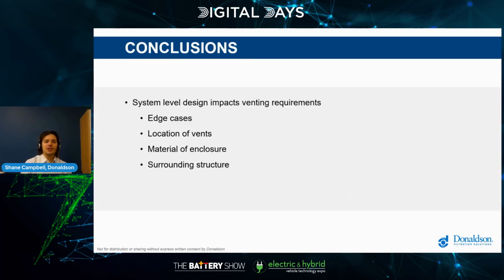So in conclusion, really the system level design impacts what the venting requirements are. What edge cases do you experience in your application? Where can we locate our vents on the pack? What's the material you're using for your battery pack enclosure? And even what's the surrounding structure? Are there skid plates on the vehicle? Where can we exhaust the gas through the battery vent?